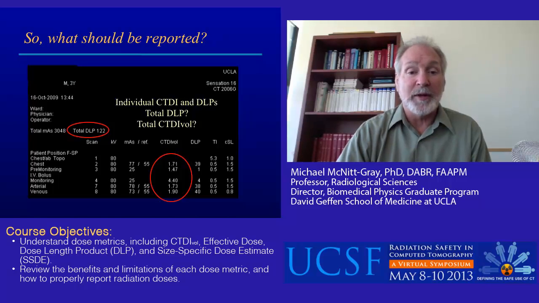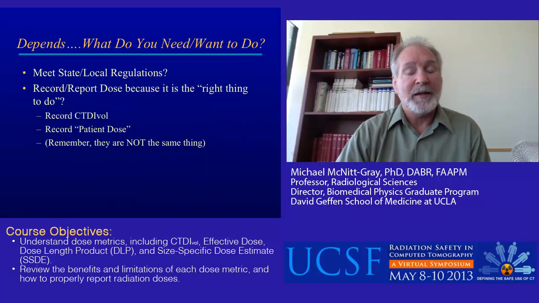So what should be reported? The individual CTDI and DLPs, the total DLP, the total CTDI of All. Let's go through a couple of examples. And the issue is really, what do you need to do? In California, we have to meet state regulations. We have a state law about reporting CTDI. So the question to you is, do you have to meet state or local regulations for this? And what do they require? Or are you recording and reporting dose because it's the right thing to do? And recording CTDI of All and patient dose, because remember, they're not the same thing.